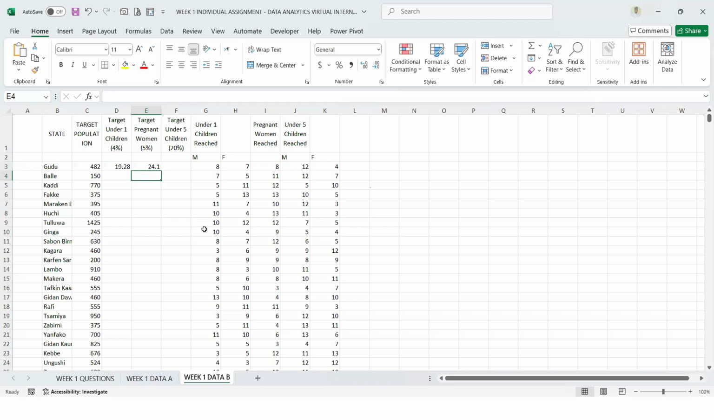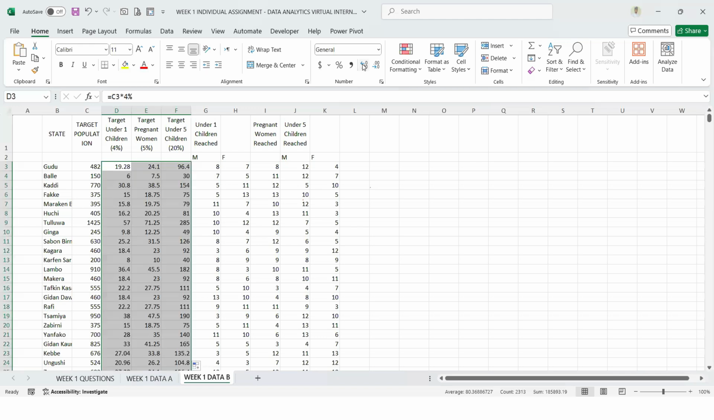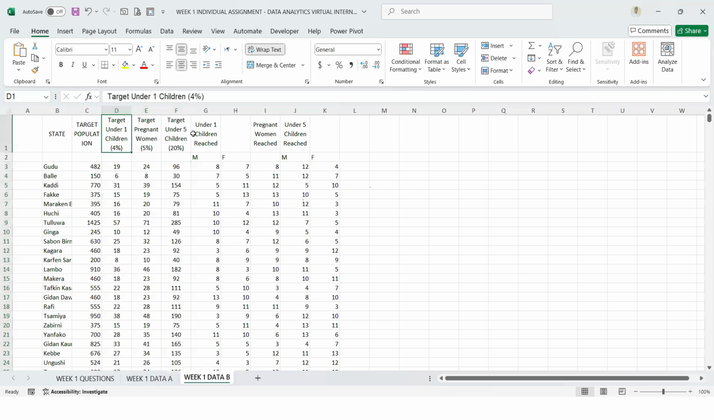Then I'll press enter. And for this, I'm going to say total population, that is C2 multiplied by 20%. And I press enter. So these are the things I have. All I need is to double click here and I will remove the decimal places. And here it is, what we got for the target of each category: under 1, target women, pregnant women, and also the target of the under 5.